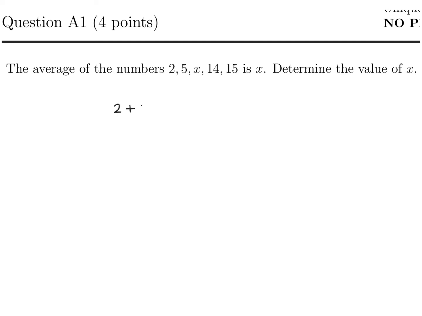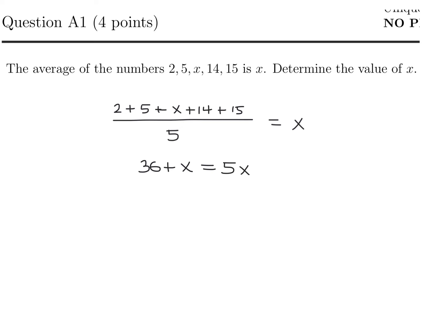You would, of course, add up these numbers to get the average, and you would divide by how many numbers there are, which in this case is 5, and that equals x. So this is the algebra we have to do. The top becomes 36 plus x, and cross multiply to get 5x. Bring the x to the other side, we get 4x. Divide through by 4. 36 divided by 4 is x, and therefore x is equal to 9.